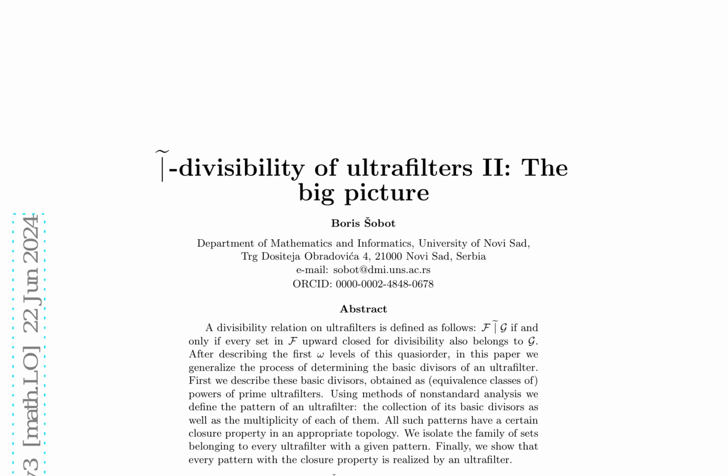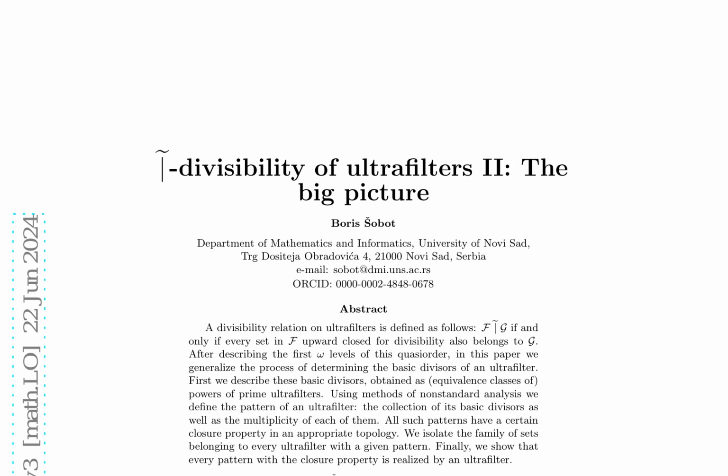Divisibility in ultrafilters is a fundamental concept in set theory and topology, and this paper delves into the notion of divisibility relations on ultrafilters, specifically F ≤ G if and only if every set in F that is upward closed for divisibility also belongs to G. The authors generalize the process of determining the basic divisors of an ultrafilter, which are obtained as equivalence classes of powers of prime ultrafilters.